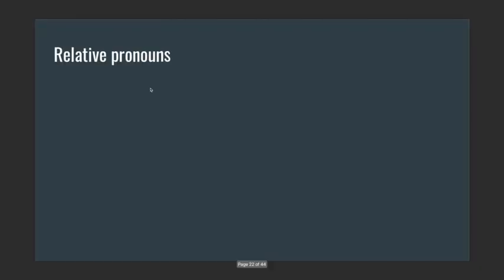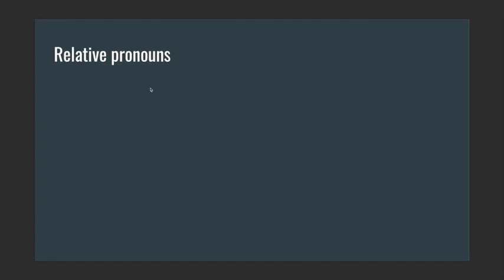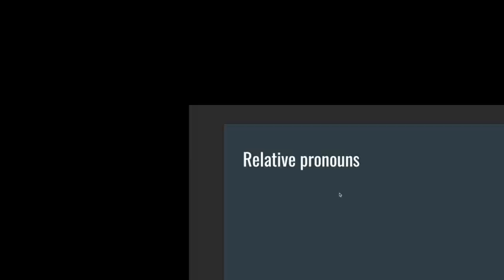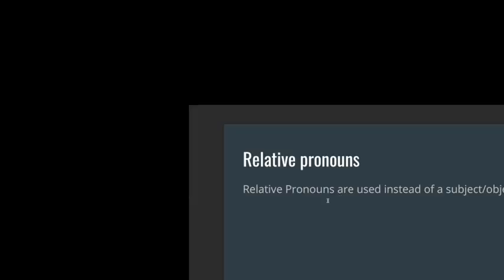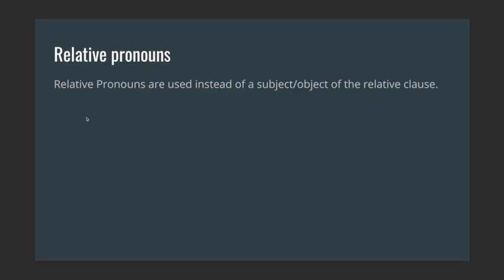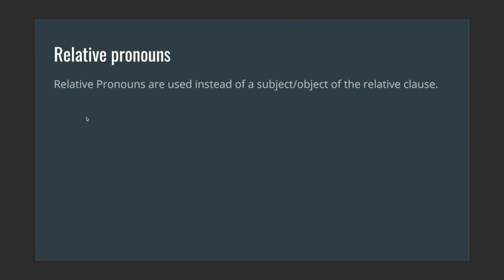Now, to continue learning about relative clauses, we need to understand what are relative pronouns. Remember that pronouns are words that we can use instead of nouns, which they're going to replace a noun. Relative pronouns are used instead of a subject or object of the relative clause. They're going to replace the noun, either the subject or the object.